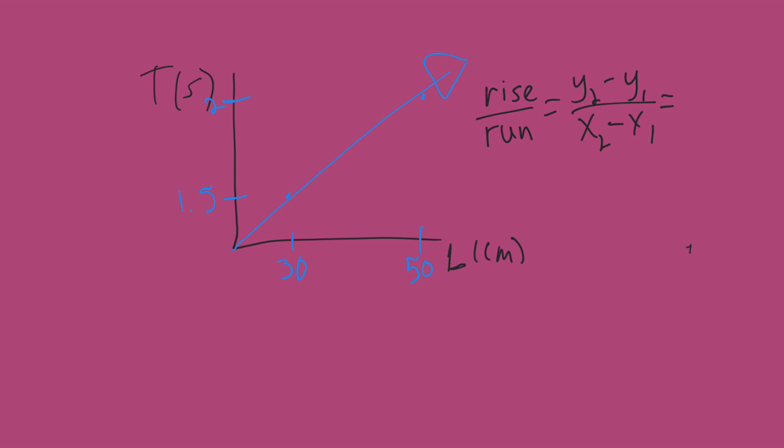So we have y2 minus y1 of 2 minus 1.5, and we have x2 minus x1 of 50 and 30. Okay. So I do the math. I find out that this is 0.5 seconds over 20 centimeters. Now let's simplify this a little bit more. We find that that is going to be 1 second for every 40 centimeters. Okay. So it's a nice, easy fraction. So this is how you find your slope. We're going to move on to the next part, which finds our y-intercept.